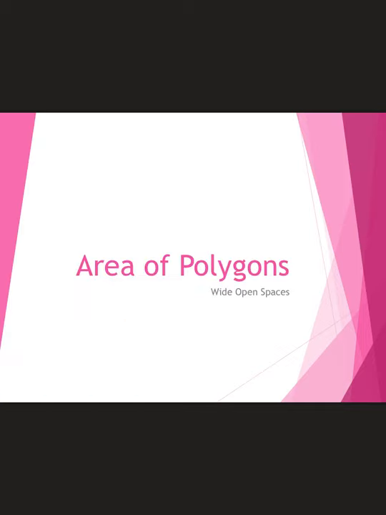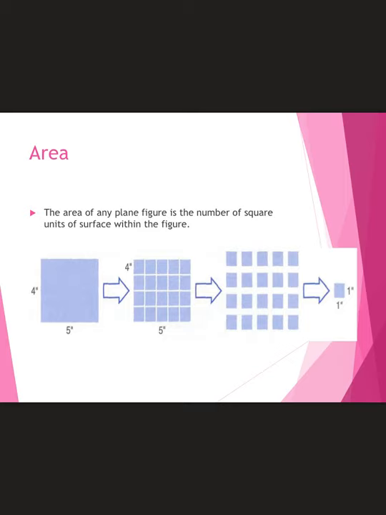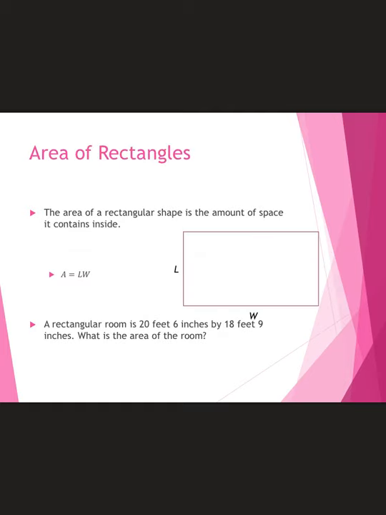Area of polygons. So the area of any plane figure is the number of square units of a surface within the figure. So this is looking at the inside. If you're thinking about a picture, you think about the glass of a picture frame, covering the inside. The area of a rectangle is the amount of space contained on the inside. The area of a rectangle is length times width.